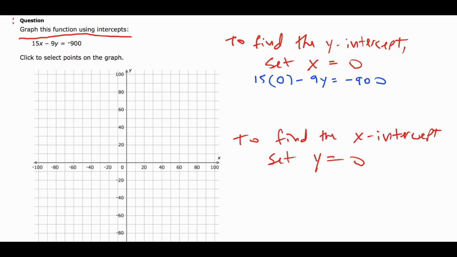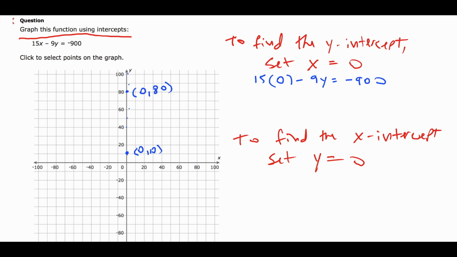Before we continue, what is the x value here? 10. No, what is this coordinate actually? 0 comma 10. And what is this coordinate right here? 0 comma 80. So everywhere the y-intercepts could be, what is the x value going to be? 0. So to find the y-intercept, set x equal to 0, because all of these x values along here are going to be 0.